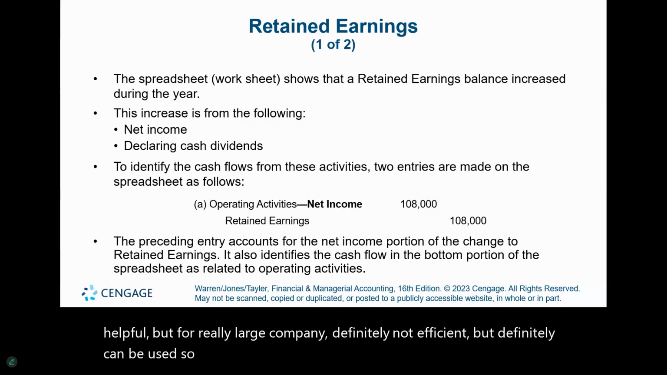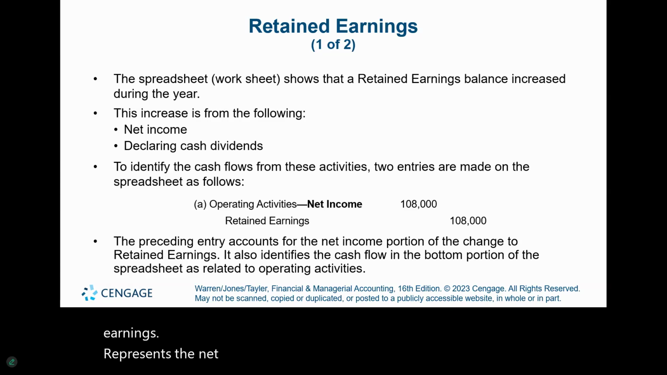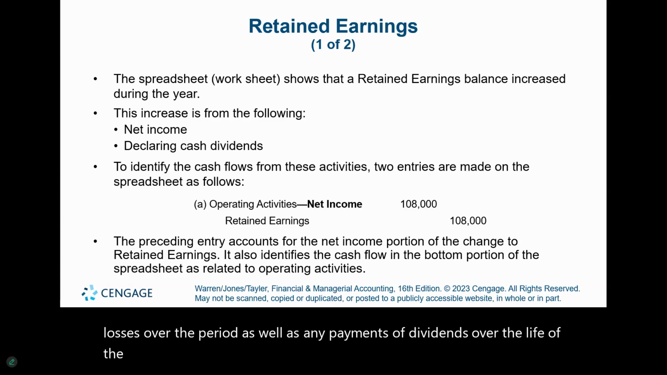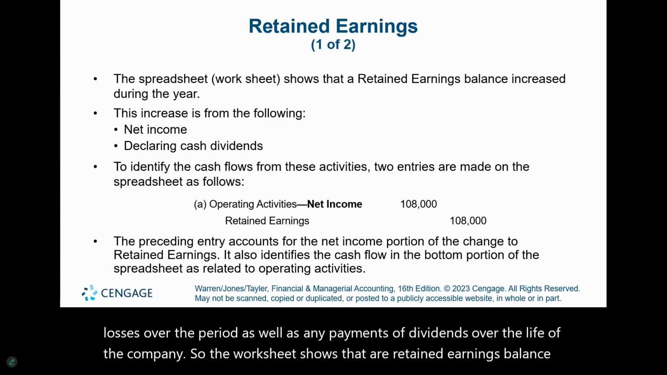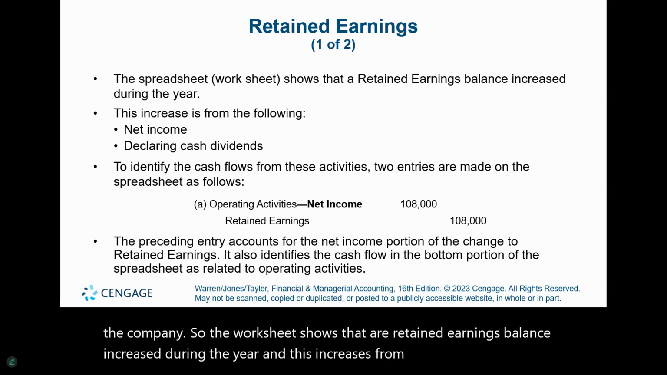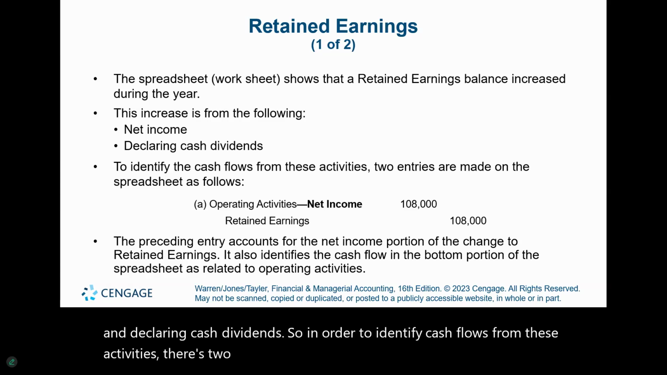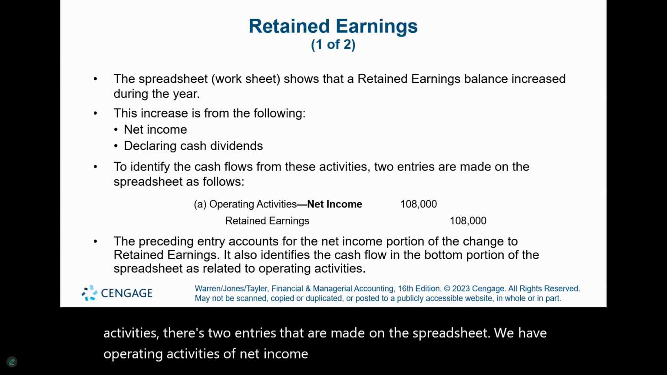So we move on to retained earnings. As we know, retained earnings represents the net income and net losses over the period, as well as any payments of dividends over the life of the company. So the worksheet shows that the retained earnings balance increased during the year. And this increase comes from the following: net income and declaring cash dividends. So in order to identify cash flows from these activities, there are two entries that are made on the spreadsheet. We have operating activities of net income and then a credit to retained earnings.